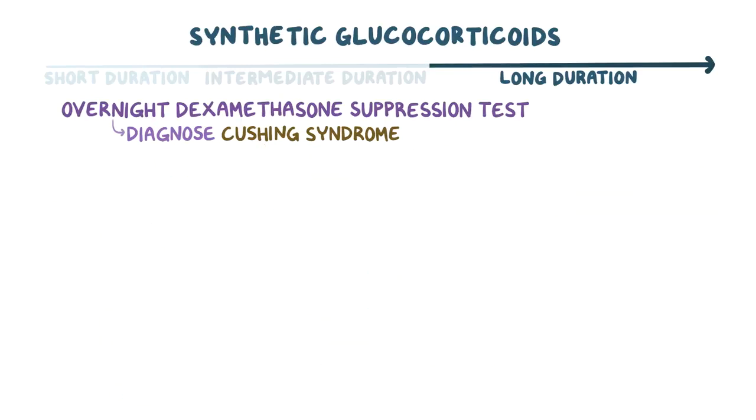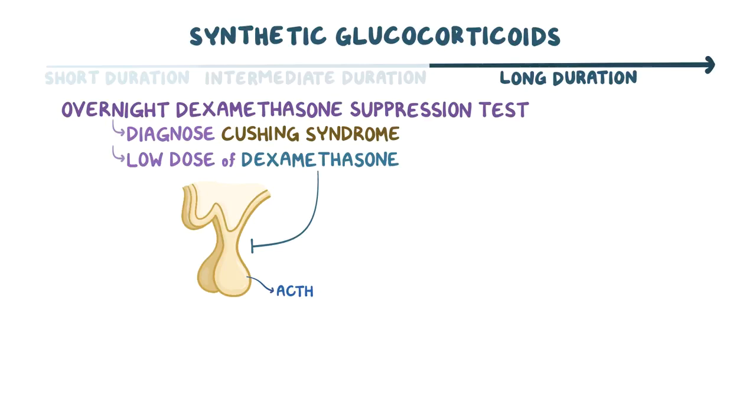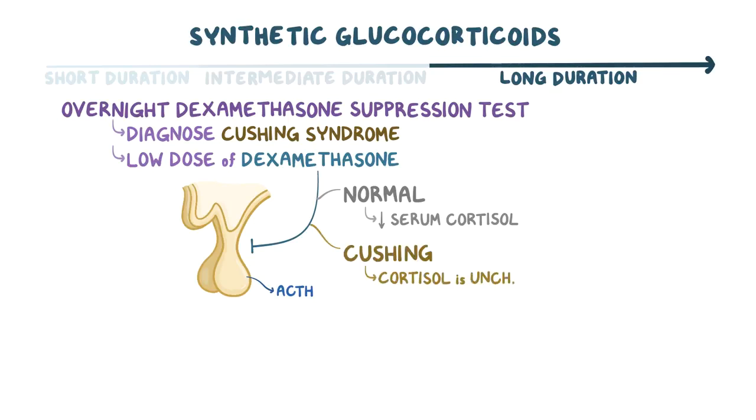Now, when a person is suspected to have Cushing's syndrome, they are given a low dose of dexamethasone, which suppresses ACTH production in the pituitary gland. Normally, that should cause a decrease in serum cortisol levels. But if Cushing's syndrome is caused by endogenous cortisol production, then the cortisol level should remain unchanged. High cortisol levels determine the test as positive, and it proves the presence of Cushing's syndrome.